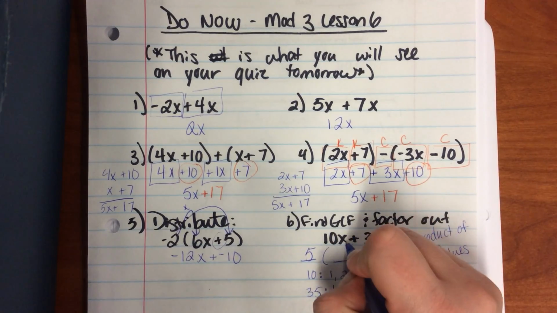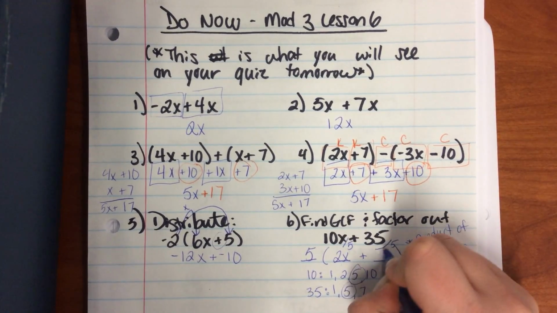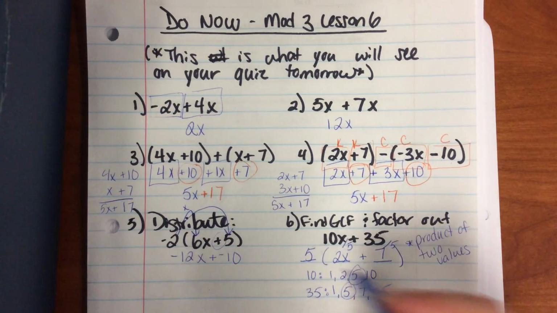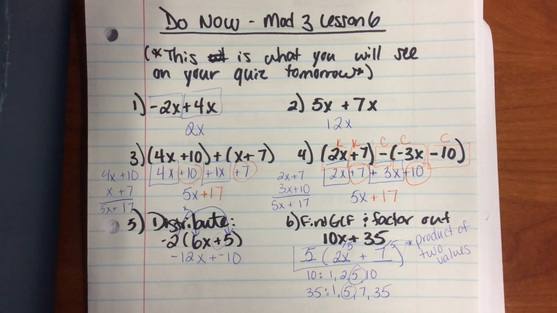So 10x divided by 5 gives you 2x. 35 divided by 5 gives you 7. So 5 times (2x plus 7) is your answer. Okay. If you're all good with this, all set with this, go ahead and move on to that homework.